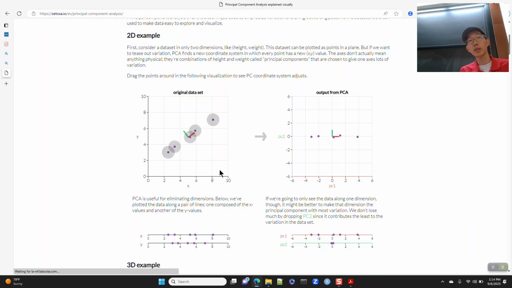PCA here is finding a rotation of the data, so we are basically going to change the axes to be this red and green. Okay? And so we're just rotating. It's very easy to see that we are just rotating the data, and when we do this, is there covariance between principal component 1 and principal component 2? There's not. There's no covariance between PC1 and PC2. They are orthogonal to each other.